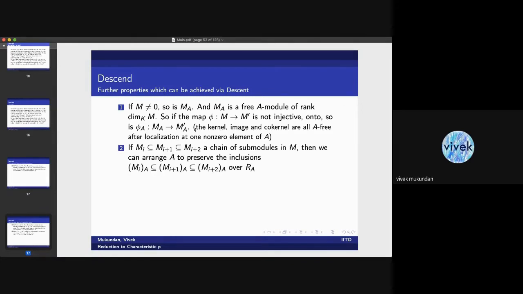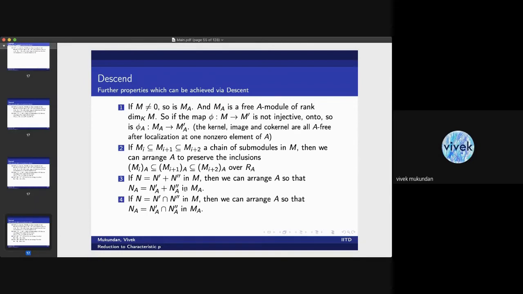The second step is if you have a finite chain of modules, like M_i sitting inside M_{i+1}, M_{i+2}, then we can arrange A to preserve the inclusion, that is M_iA is contained in M_{i+1}A, which is contained in M_{i+2}A. It's basically coming from the short exact sequence. If N is N prime plus N double prime, then we can arrange A so that N_A is N_A prime plus N_A double prime. The sums can also be preserved. If you have the intersection, then we can arrange A so that the intersection is also preserved in M_A. Homology of a finite complex of modules can also be preserved via descent.